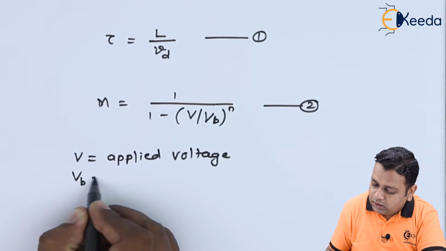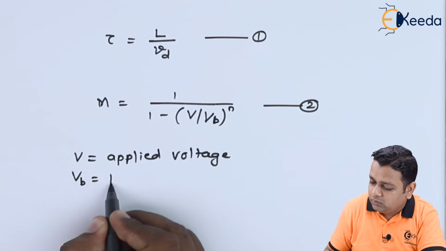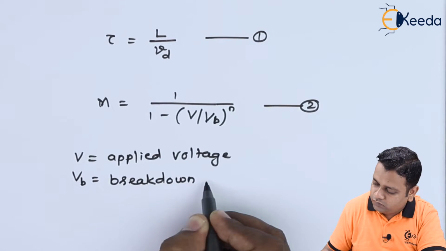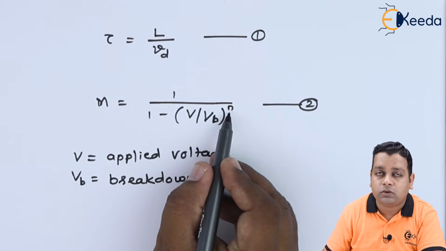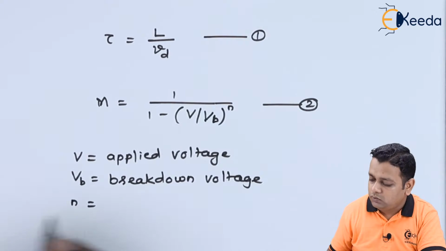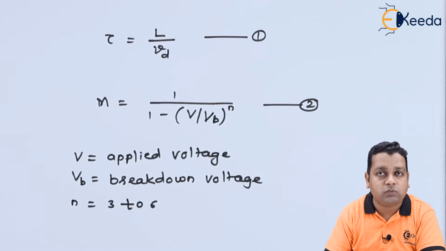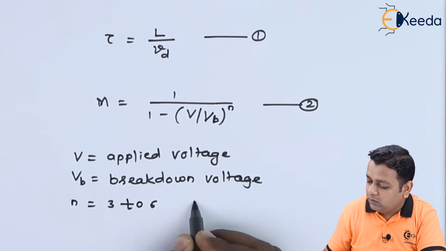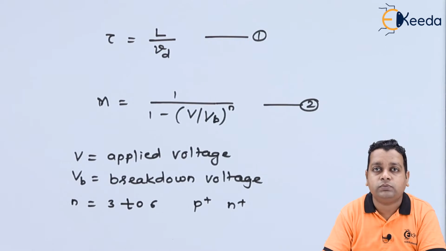Next to that we have the representation of V suffix B. V suffix B represents the breakdown voltage, that is very necessary as we are operating our device in reverse bias. Hence I mention it to be the breakdown voltage. And lastly, the small n that we have represented as a power to this particular bracket. So small n is an integer value. Mostly the value ranges between 3 to 6, and the value of small n depends on the doping level of the P positive region and N positive region that are part of this particular diode.